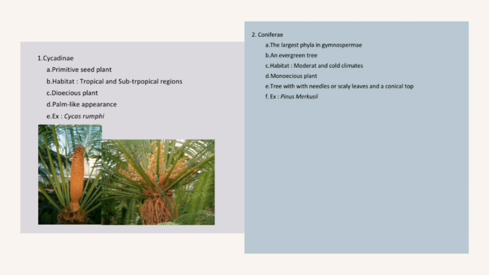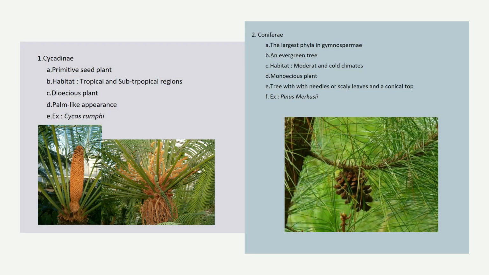And then coniferae is a monoecious plant. Monoecious is the opposite of dioecious, meaning that conifers produce male pollen-bearing cones and female seed-bearing cones. Both types of cones appear on the same plant. And wind is the major pollination mechanism. An example of a conifer is Pinus merkusii.